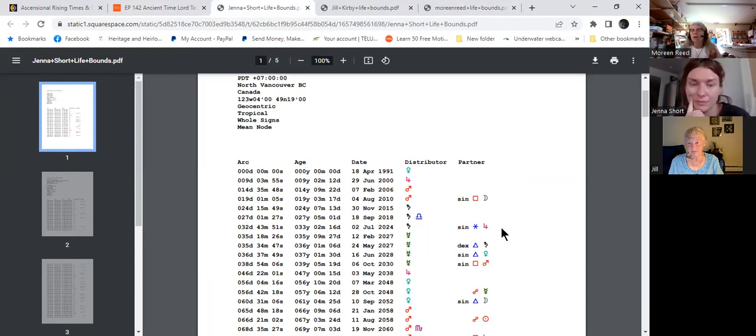Okay, Mars doesn't aspect anybody. So Mars is just on his own. Oh, okay. It's just kind of floating. I don't know if that means something. But Mercury always goes with the moon. So you would look at where the moon is natally for a Mercury period.